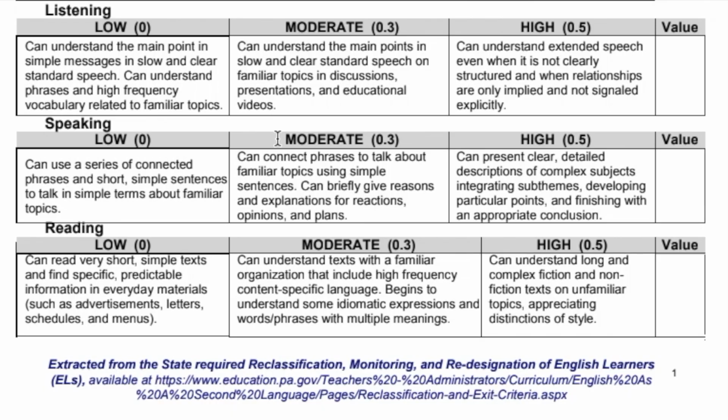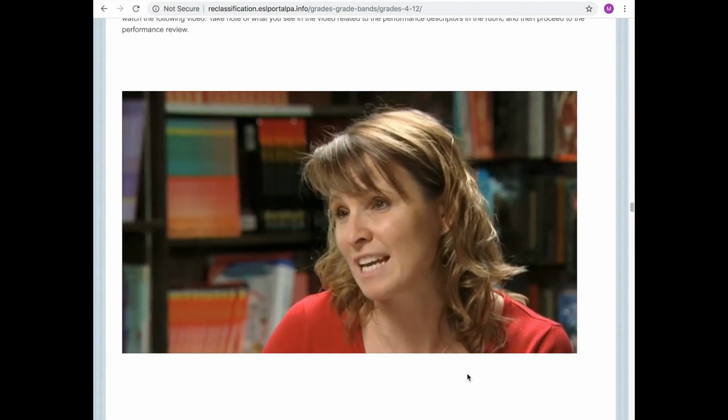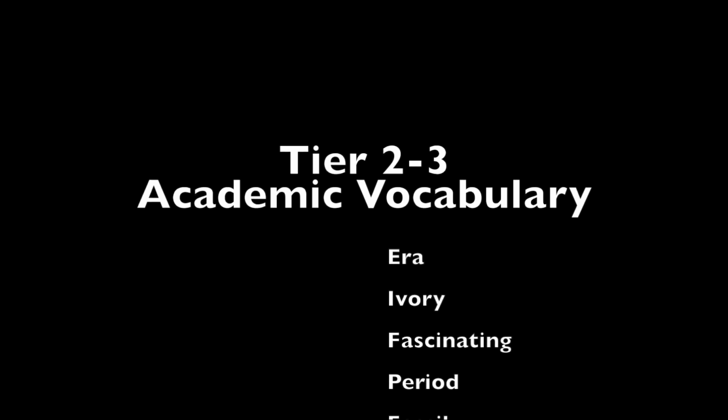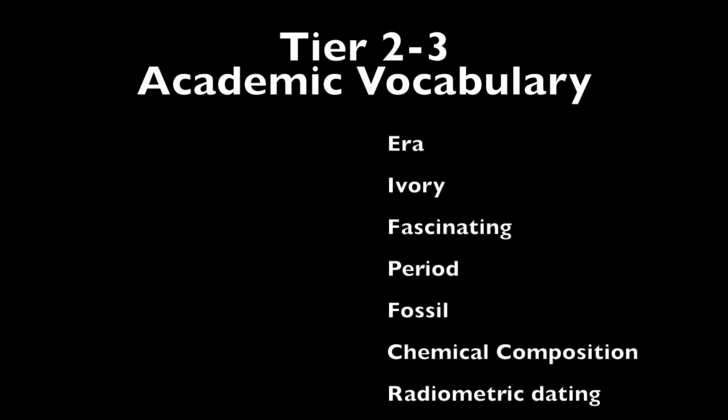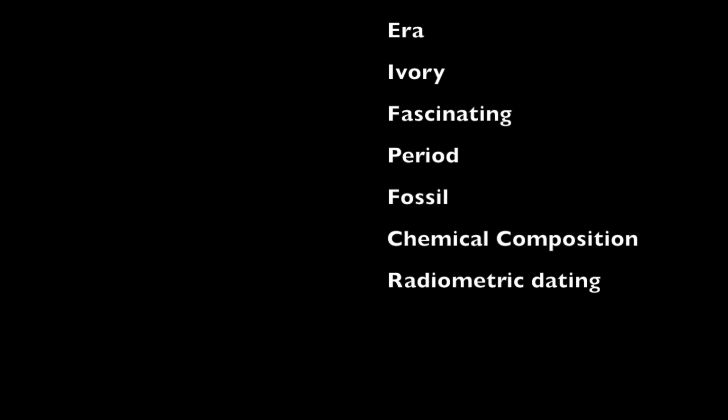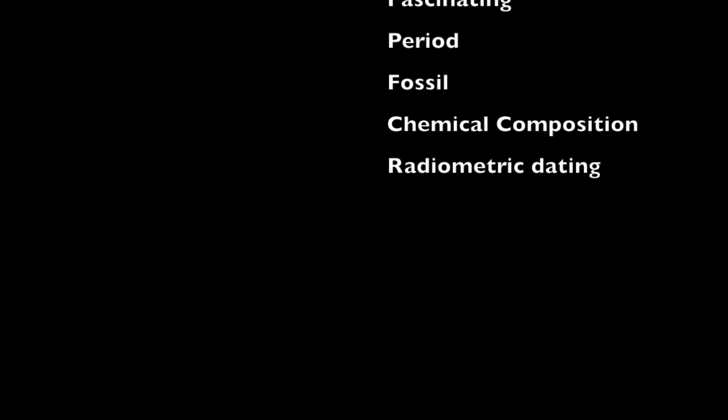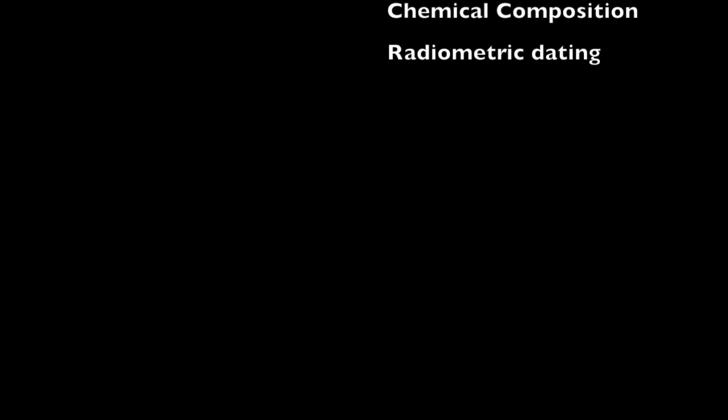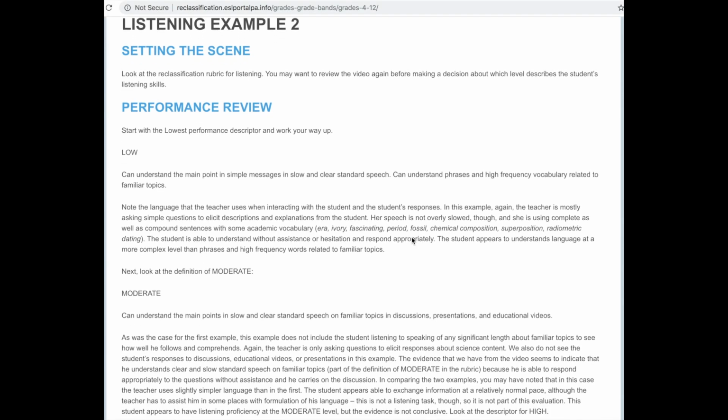Note the language that the teacher uses when interacting with the student and the student's responses. In this example, the teacher is mostly asking simple questions to elicit descriptions and explanations from the student. Her speech is not overly slowed, and she is using complete as well as compound sentences with some Tier 2 and 3 academic vocabulary. For example, era, ivory, fascinating, period, fossil, chemical composition, radiometric dating.